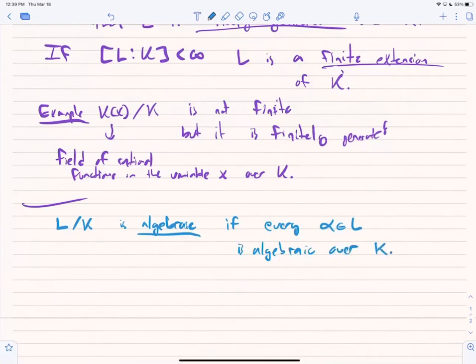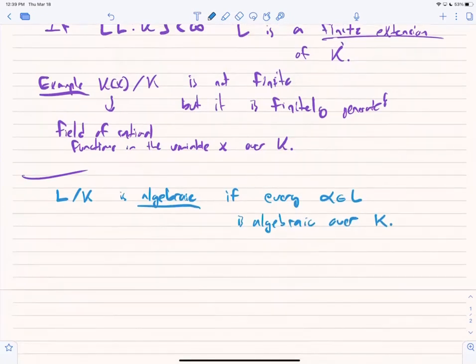Okay, and so we say an extension is transcendental otherwise. So it's algebraic if every single element is algebraic over K, and it's transcendental if there's even one element that is transcendental over K. So recall saying an element is algebraic just meant that it has a minimal polynomial, that its minimal polynomial is not zero.